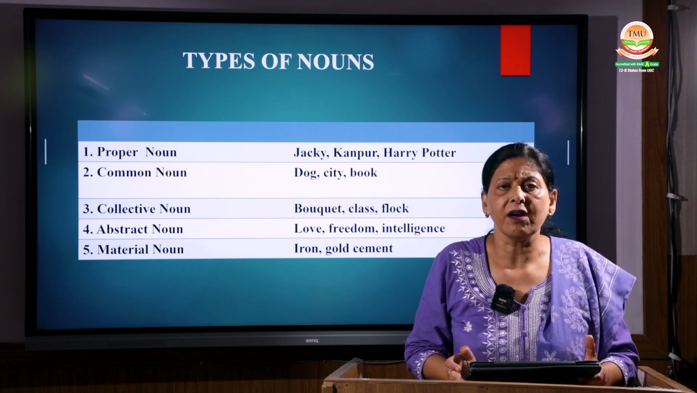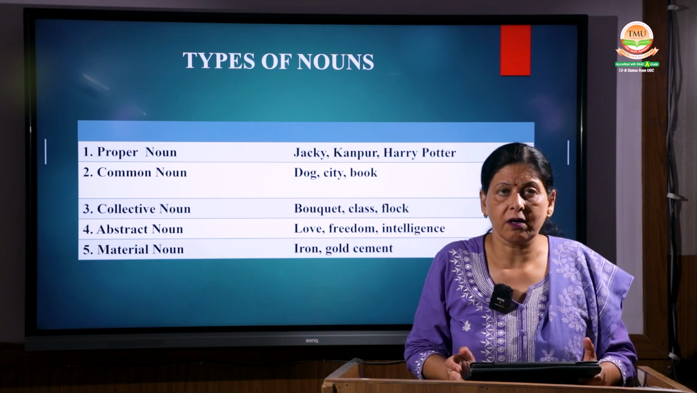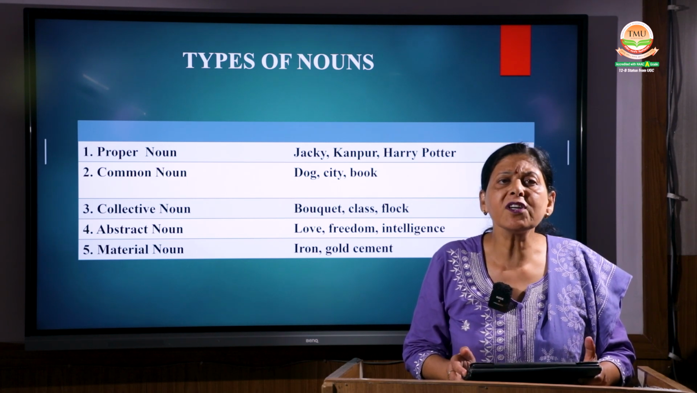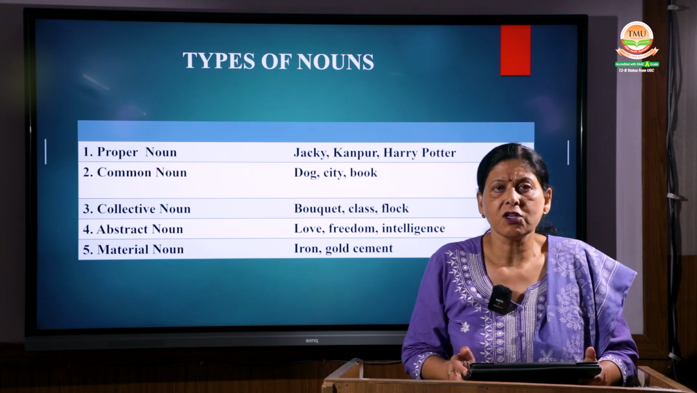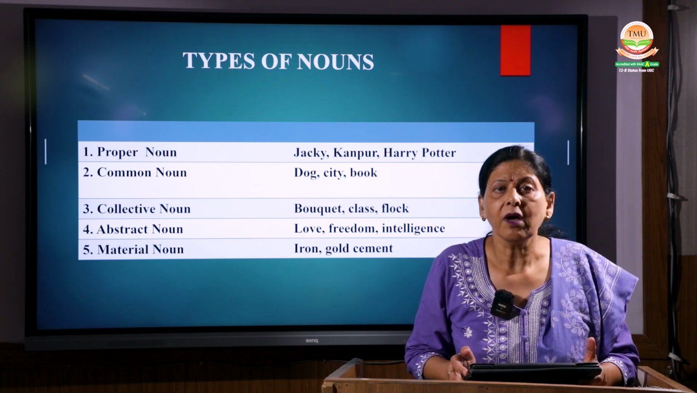Any animal, dog, it can be any dog. But when we name the dog, then it becomes a proper noun. But dog, I saw a dog in the street. So here dog is a common noun, right?